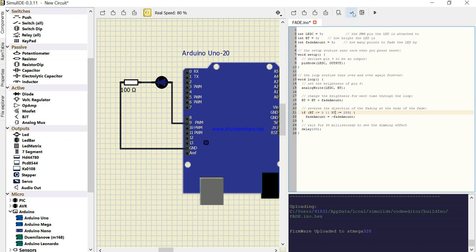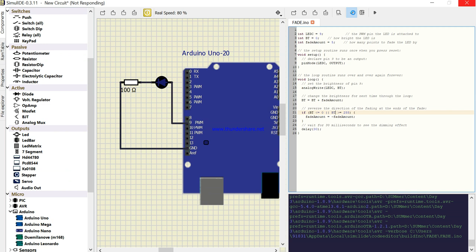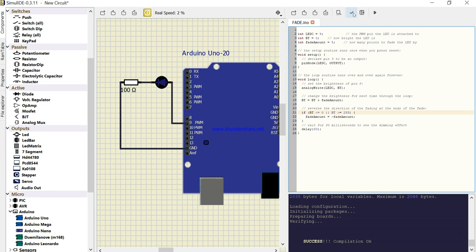Now compile. I am expecting the compilation to be successful after the change. Okay, compilation is successful. Upload, and now run again. It's performing again.